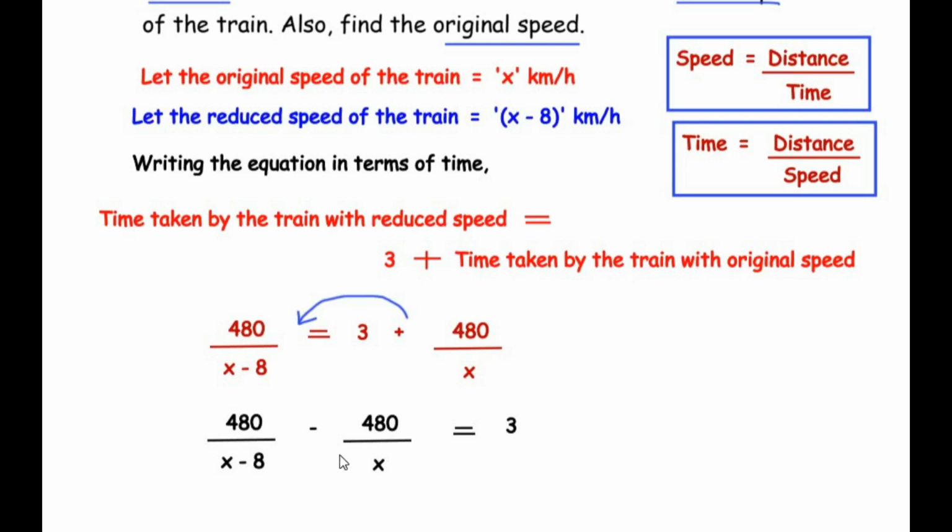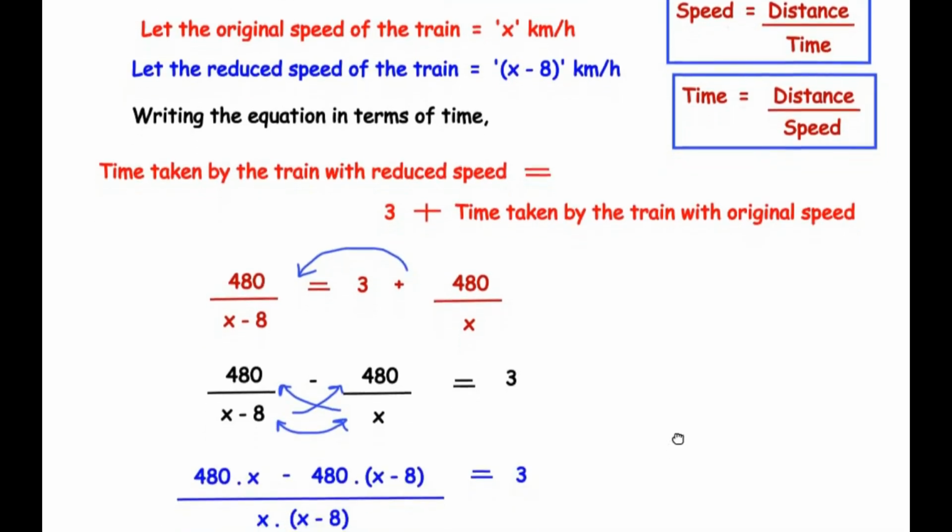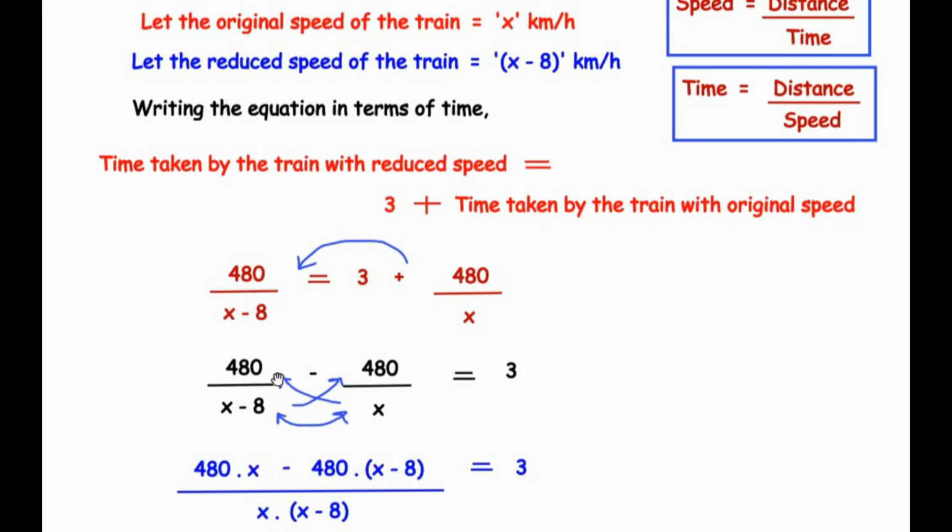Now I am going to do a small cross multiplication, that is x multiplies with 480 and x minus 8 multiplies with negative 480, and at the same time the denominators will multiply together. So let me write here. So here we get 480 multiplied with x minus 480 multiplied with x minus 8. Now the whole denominator will multiply together, giving us x times x minus 8 equal to 3.